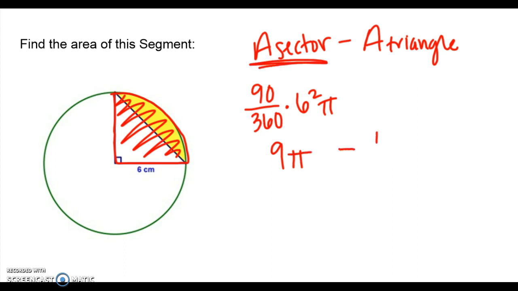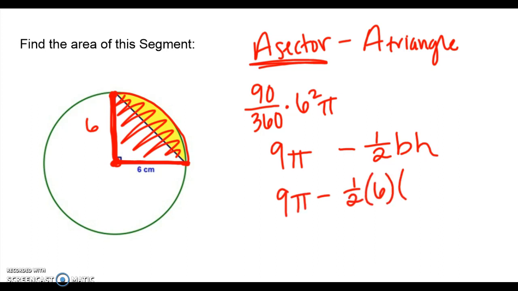And then we have to subtract the area of the triangle. Now they gave us a nice right triangle here, and I know my base and my height are the same. And why do I know that? Think about it. Why do I know this length here is the same as this length here? Because they're both the radii. So I'm going to take 9 pi and subtract 1/2 times the base times the height. And this should give me my final answer of area of a segment.